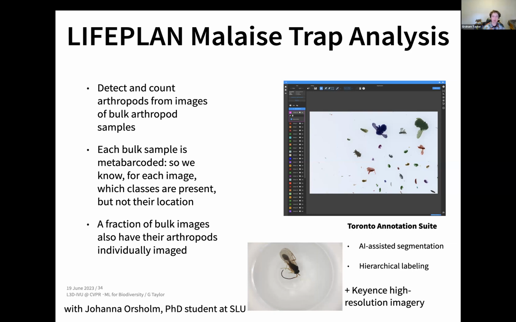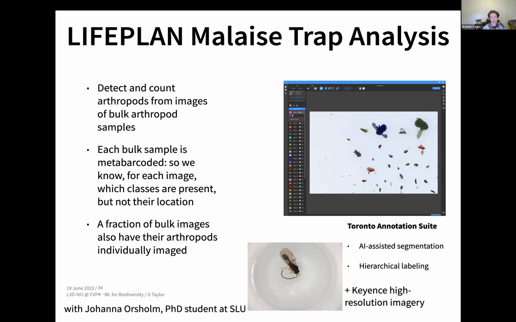And so here each sample is meta-barcoded. This is kind of like a DNA barcode soup. And we don't have one-to-one correspondence between the individuals in the image and the barcodes, but we know now to a reasonable degree of certainty for each image which classes are present because we have these from the barcodes. So this is a very interesting case of a weak label.